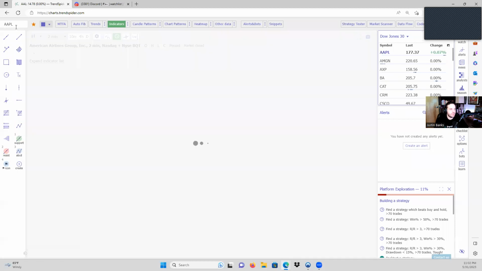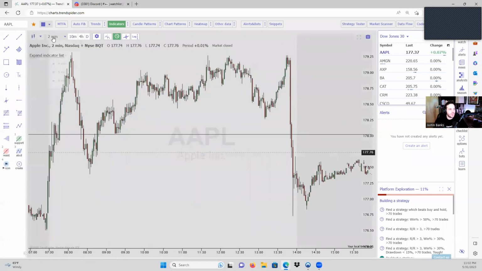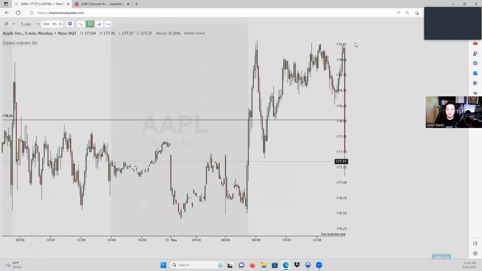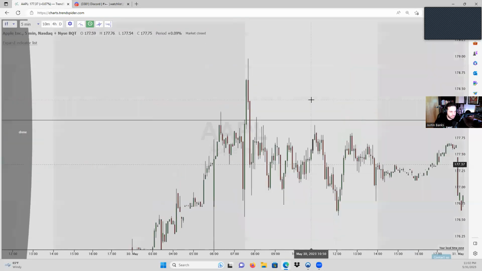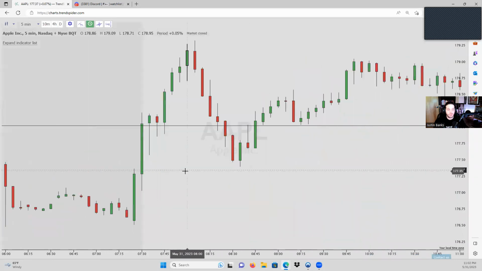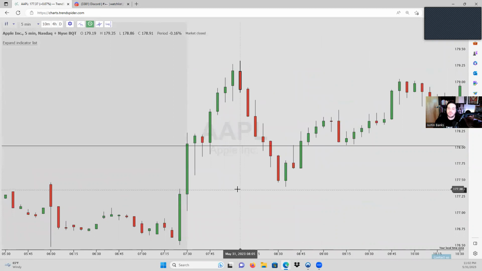When we're looking for break and holds, there's a couple things we want to look for. We are going to be using on all of these either the 2-minute or the 5-minute time frames. On break and holds, we're looking for a level to break and hold.